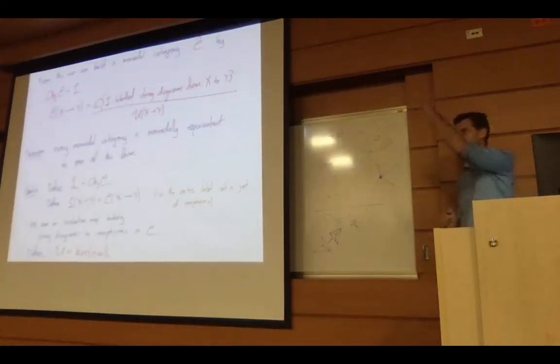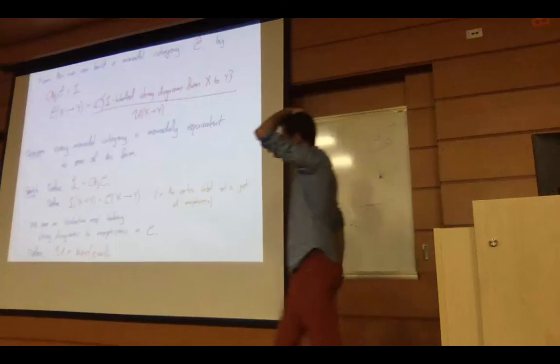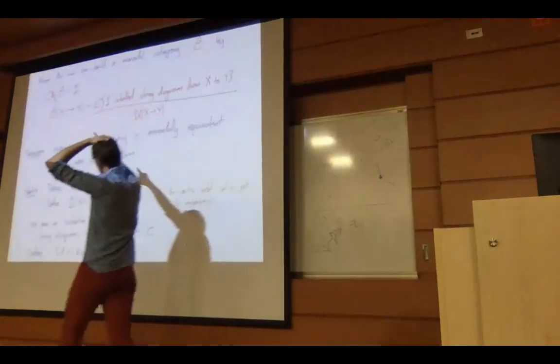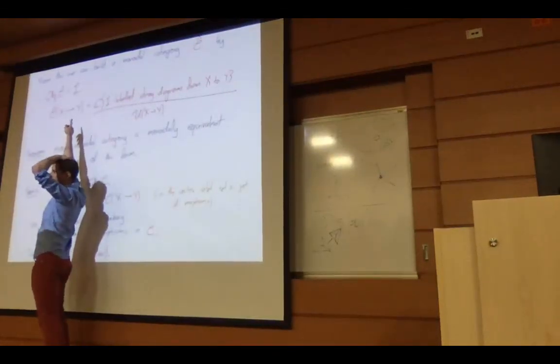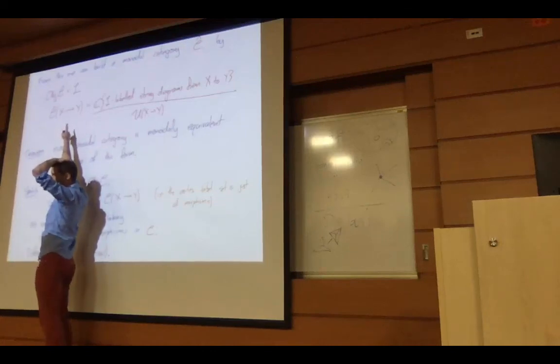Sorry, I don't see the unit object. Remember that, so here when I said the objects are words in L, I made a mistake, I should have said the objects of C hat are words in L. Take the empty word, and that's the unit object.